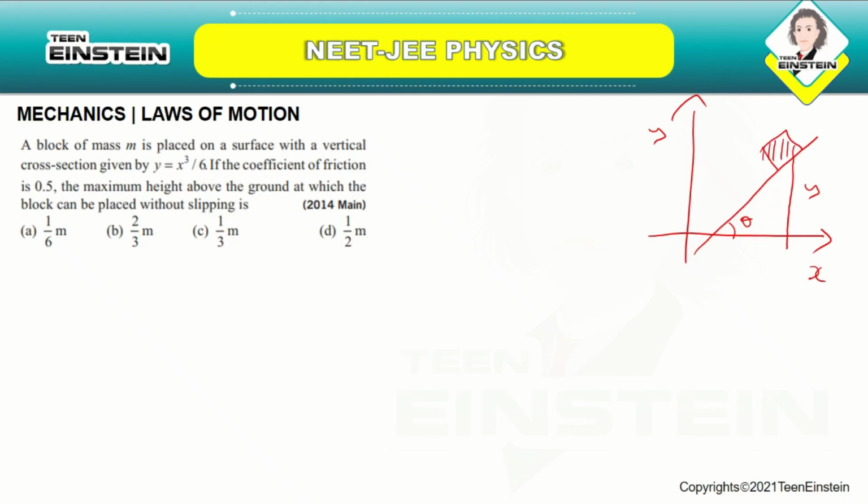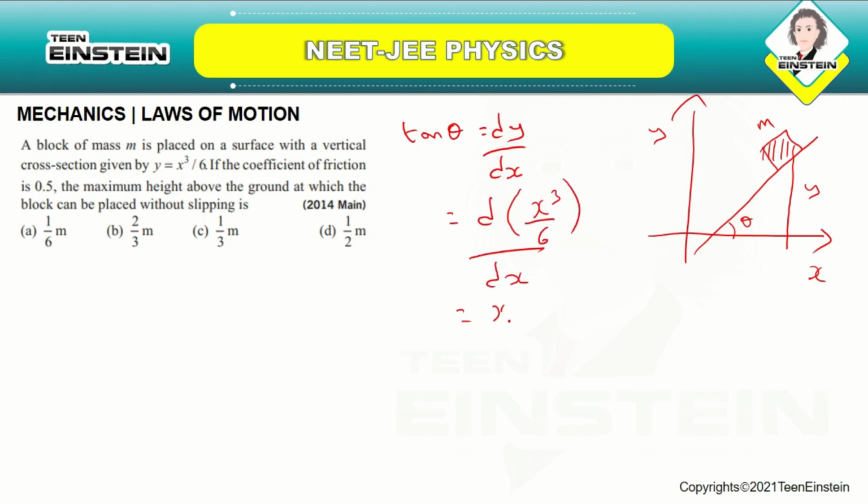Okay, so this is the mass m. Here tan theta is given by dy by dx, which is equal to d of x cube by 6 by dx, since y is x cube by 6. If you solve this, you will get x square by 2.